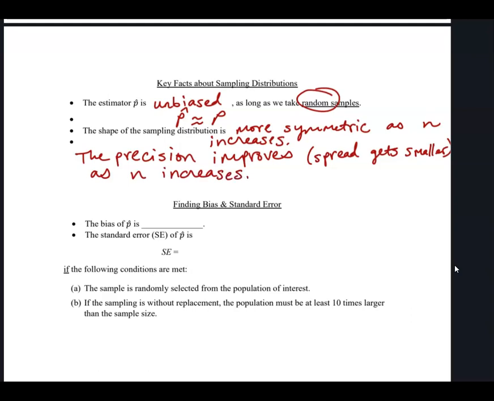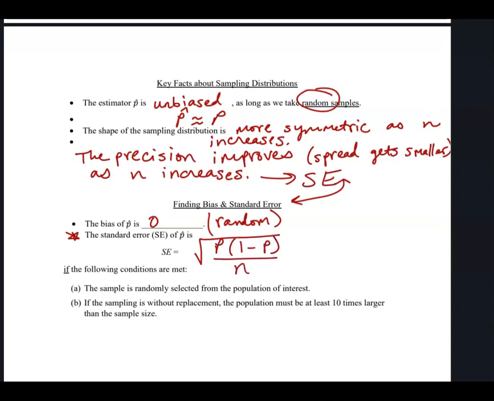There's a special name for that, and that is called the standard error. And we're going to talk a little bit more about that down here. The standard error is a fancy way of saying the standard deviation for that sampling distribution that we just created. So a couple things to note here. The bias of p hat is going to be 0 as long as we take random samples. And the formula for the standard error, so that's this number right here, is going to be given by this little formula. It's the square root of p times 1 minus p divided by n.